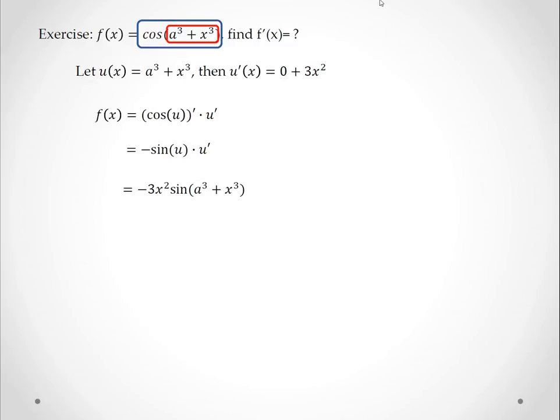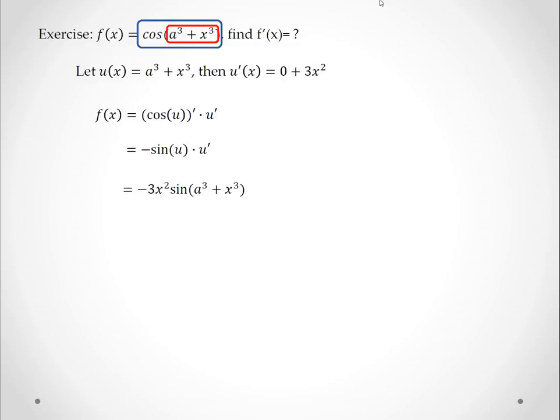We can first assume u of x is equal to a to the third power plus x to the third power. So what's the derivative u prime? What's the derivative of u of x? The derivative of u of x is equal to 0 plus 3 times x squared. So here the constant a to the third power is the same as we discussed before. The derivative is 0. So f(x) can be represented as cosine u. So f prime of x is equal to the derivative of cosine u times the derivative of u with respect to x.